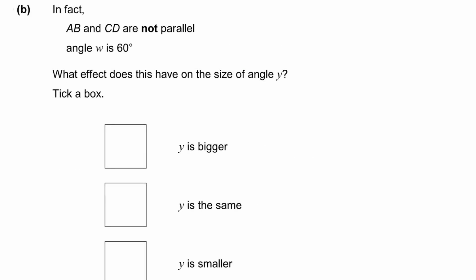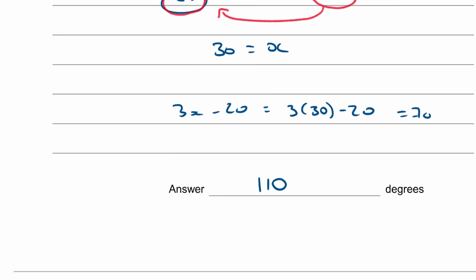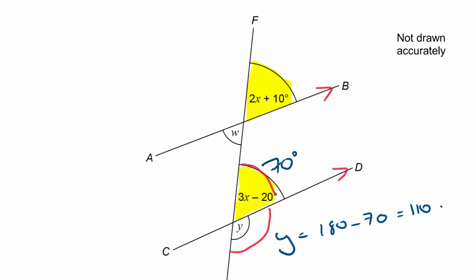Part b says, in fact, AB and CD are not parallel. Angle w is 60. What effect does this have on the size of angle y? Okay, right, so if these lines are no longer parallel, let's take those little arrows off, because that no longer holds. Then w is 60. Let's write in a different color pen so it's different from my working from before. So if this is 60 degrees, then so is this angle over here, because it's vertically opposite.